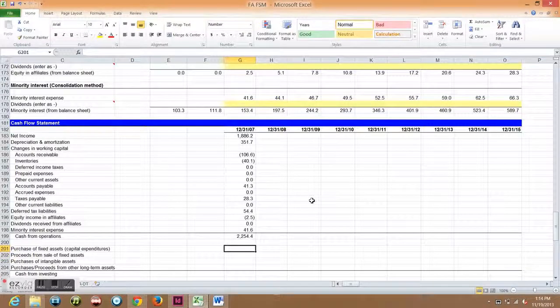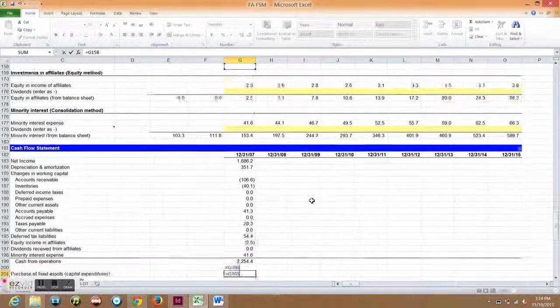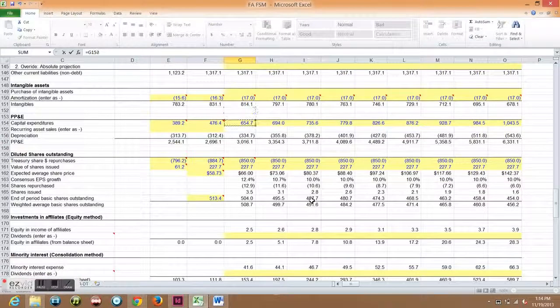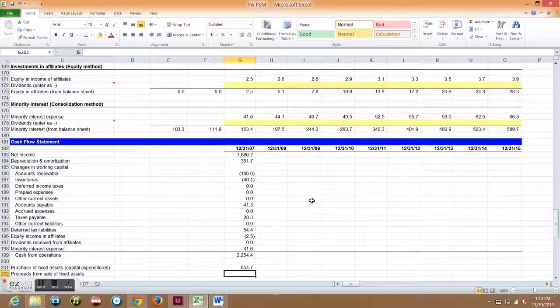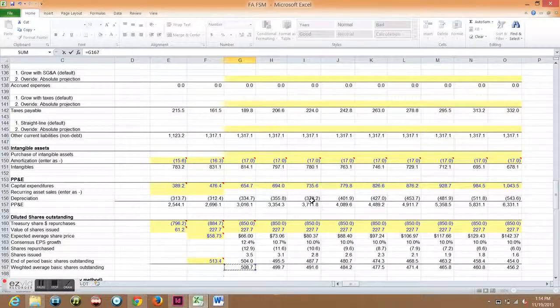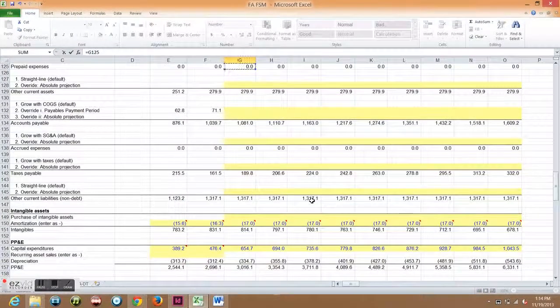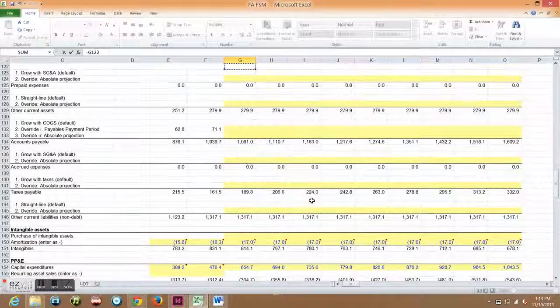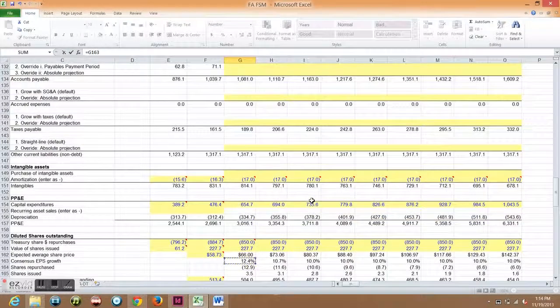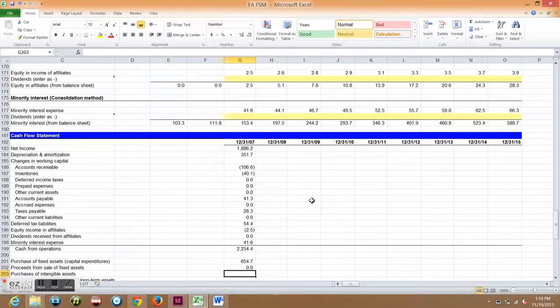Okay, so purchases of fixed assets, that means our capital expenditures. Now we didn't project this out. Well, we did project this out into our supporting schedules. So if you go up to your PP&E schedule, you're going to find capital expenditures. So we're just going to link that up. Our proceeds from fixed asset sales, so sales of fixed assets, I'm sorry. So we're going to go into our PP&E. Recurring asset sales is 0, so we're going to put 0.